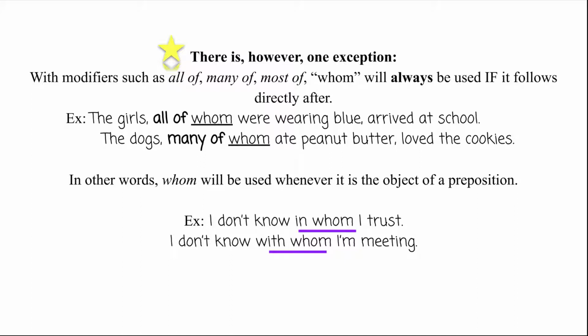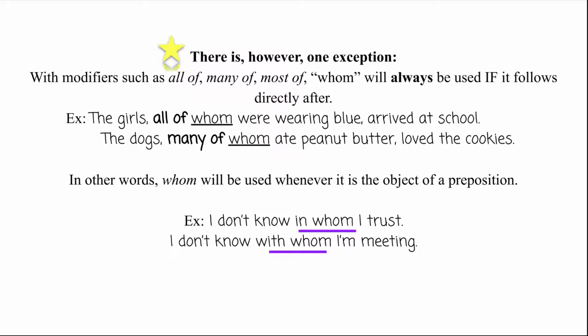There is an exception to this rule, just keep it in mind. With modifiers like all of, many of, most of, just remember whom is always going to be used. So we see these example sentences. The girls, all of whom were wearing blue, arrived at school, or the dogs, many of whom ate peanut loved the cookies. So all of these are, like Jenna said at the bottom of the last slide, whenever the who or whom is acting as a direct object, the whom should be used and is correct. In these examples, they're acting as the object of the preposition. So same sort of thing, and that's why that is correct.